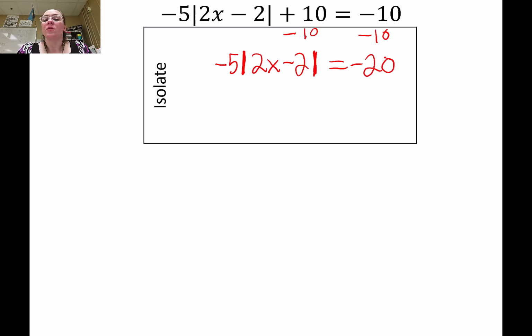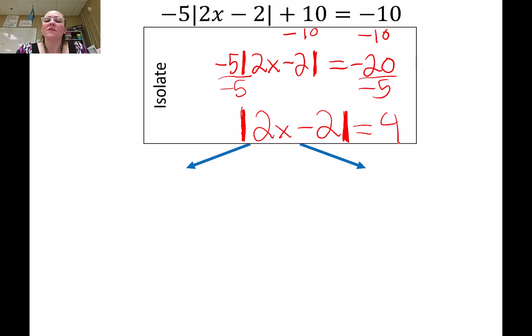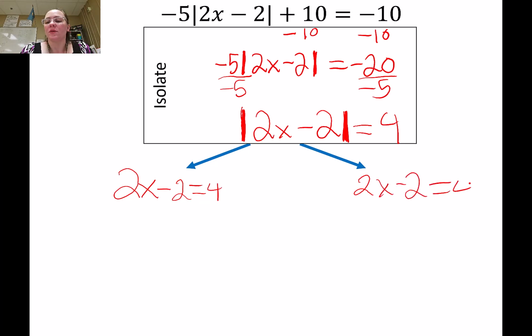Now the negative 5 is doing what operation? Okay, it's multiplying, so we have to divide by a negative 5. So we get the absolute value of 2x minus 2 equals, well, negative 20 divided by negative 5 is a positive 4. So now that the absolute value is isolated, I can set up my two equations. So I get 2x minus 2 equals 4. Sorry, not minus 4, minus 2 there. And 2x minus 2 is equal to a negative 4.